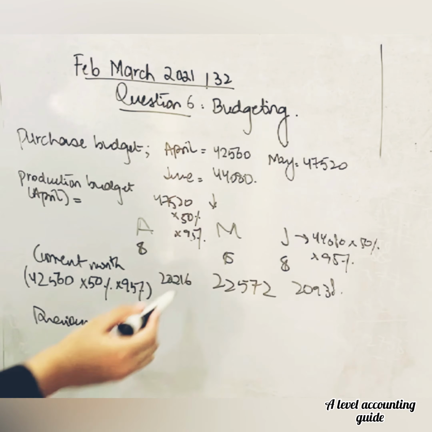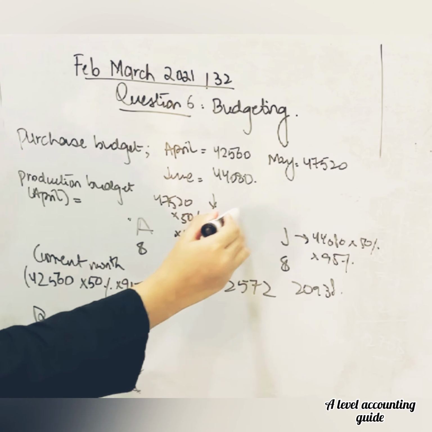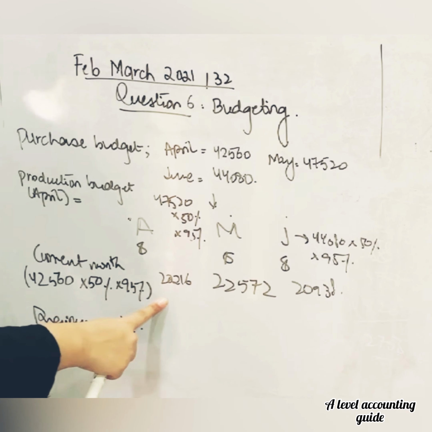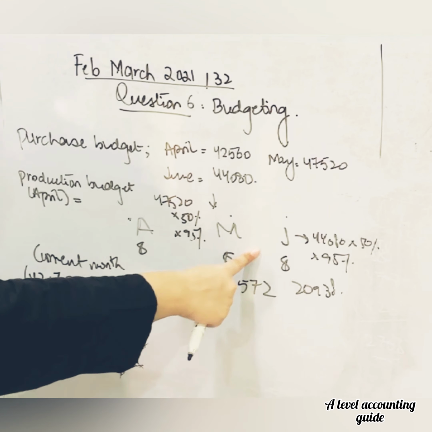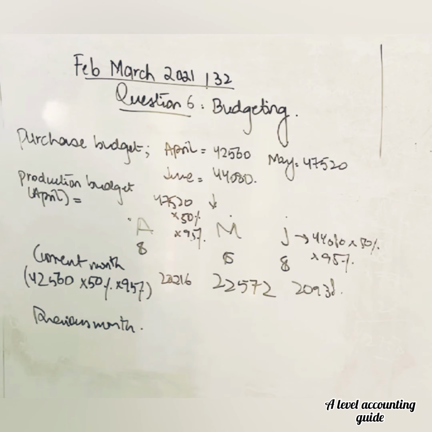Now we'll be moving on towards the previous month payment that we're supposed to make. For April, you'll be paying in May. For May, you'll be paying in June. You've made the 50% payment, you'll make the remaining 50% in May, and for May, the remaining 50% in June. That is how you will be going through that.